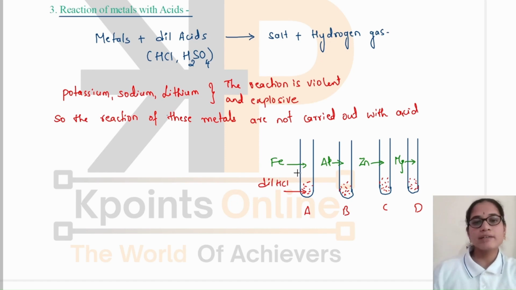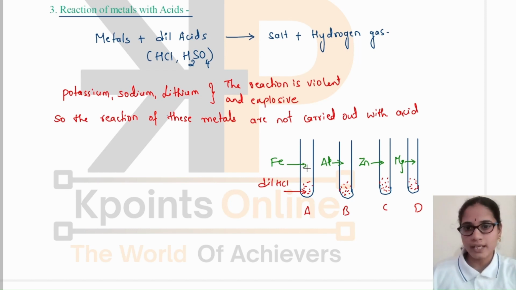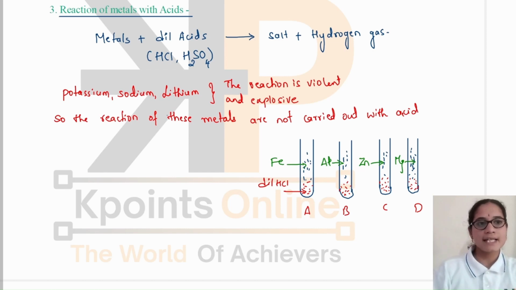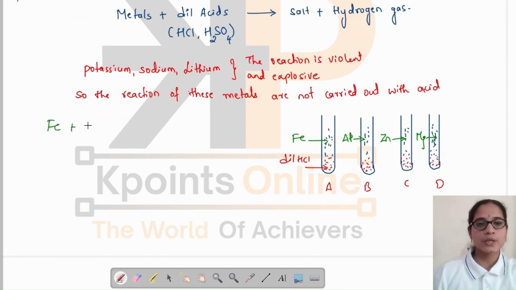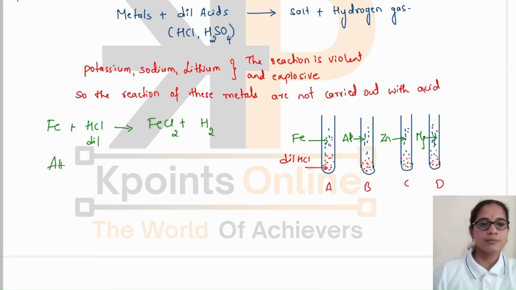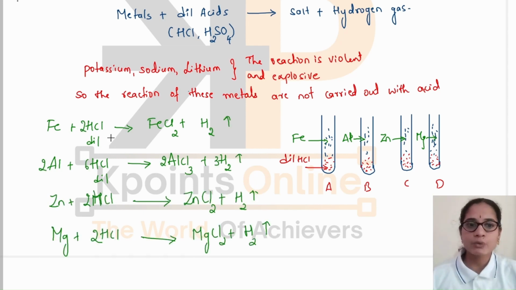All of these metals will react with dilute hydrochloric acid to form salt and hydrogen gas. There is a liberation of hydrogen gas. As these metals displace hydrogen gas from the dilute acid, there is a formation of bubbles of hydrogen gas in all these cases. Now let us see how these reactions occur. Iron reacts with dilute hydrochloric acid to form iron chloride and hydrogen gas. Aluminium reacts with dilute HCl to form aluminium chloride and hydrogen gas, and zinc and magnesium also react. So all these metals react with dilute hydrochloric acid to form salt and hydrogen gas.